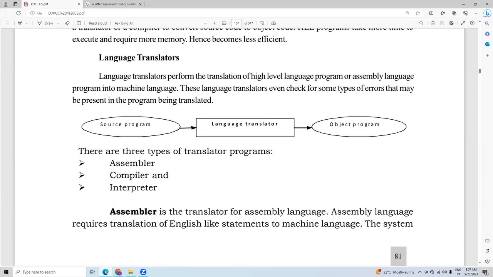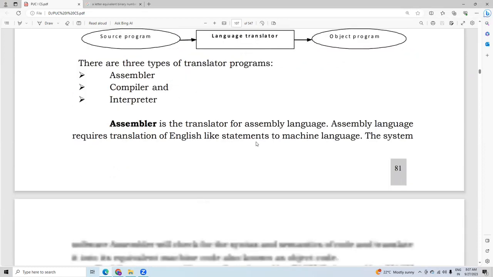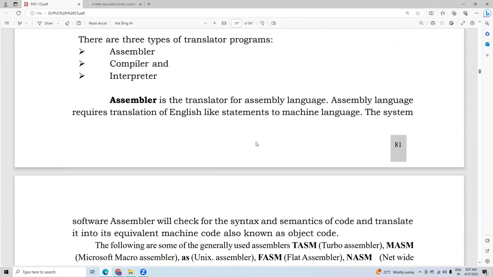Language translator means what? Whatever program you write is called the source program. In the diagram you see, using a language translator, it will be converted to its binary version, that is machine language version. That version we call the object program or object code. So there are three types of translators: assembler, compiler, and interpreter.